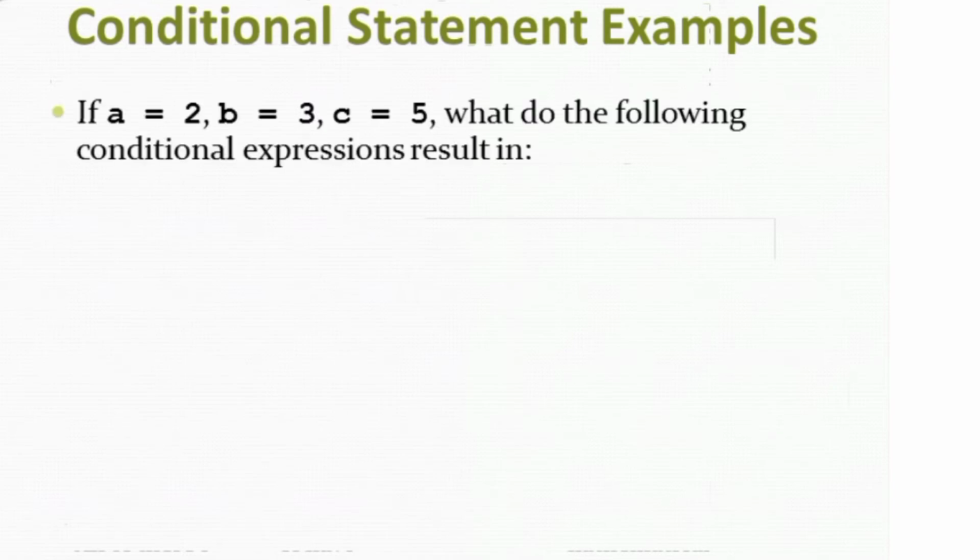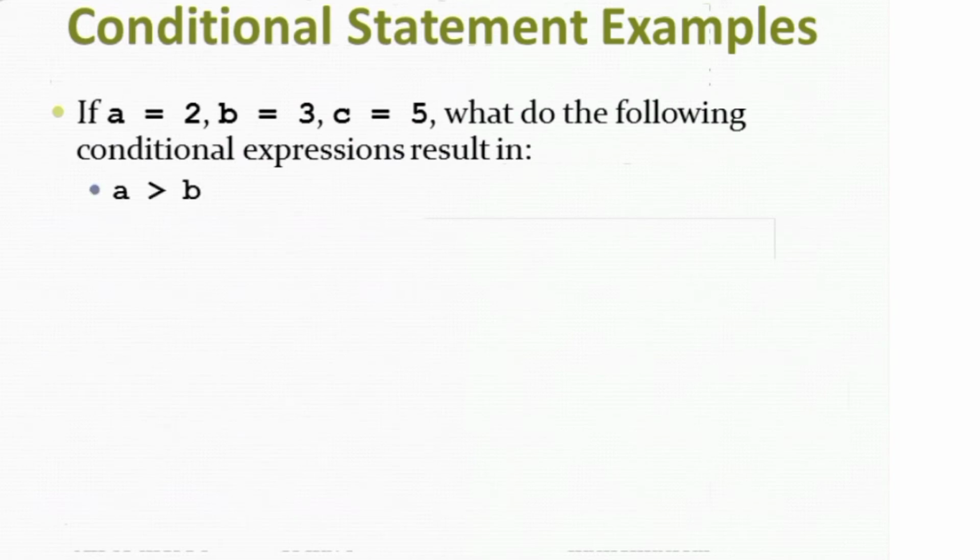So let's take a look at using some of our logical operators in constructing conditional statements. Let's assume that we have three variables, a, b, and c, which have values of 2, 3, and 5 respectively. What we're going to need to do is determine what the resulting value is as a result of evaluating these expressions. So let's get started.